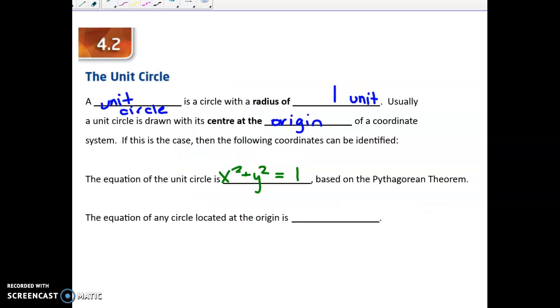Now, if it wasn't a unit circle, but it still has to be located at the origin, then we could say that x squared plus y squared equals r squared, where r represents the radius. Again, for that same reason, it's based on the Pythagorean theorem of a squared plus b squared equals c squared.